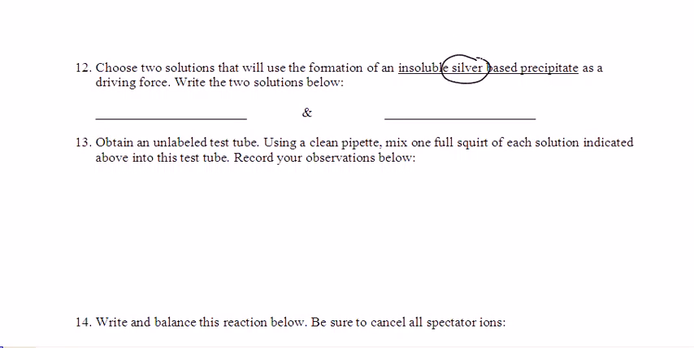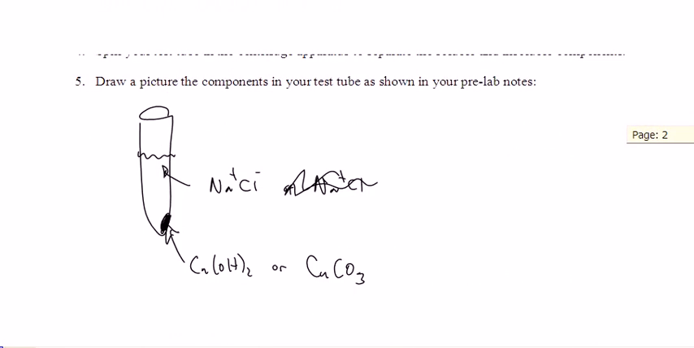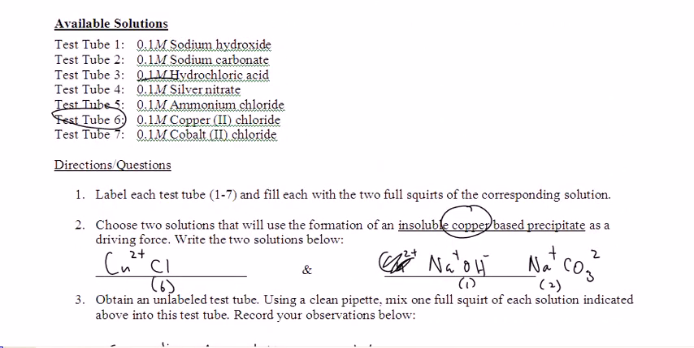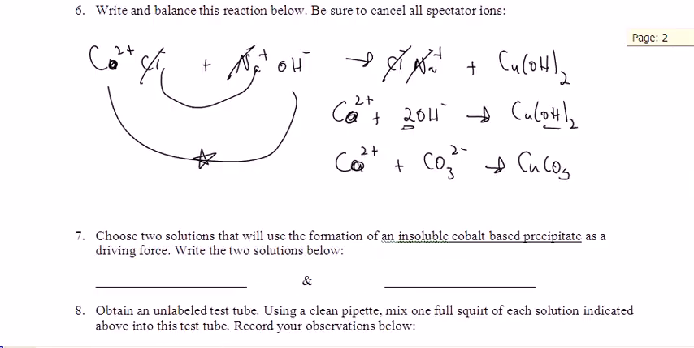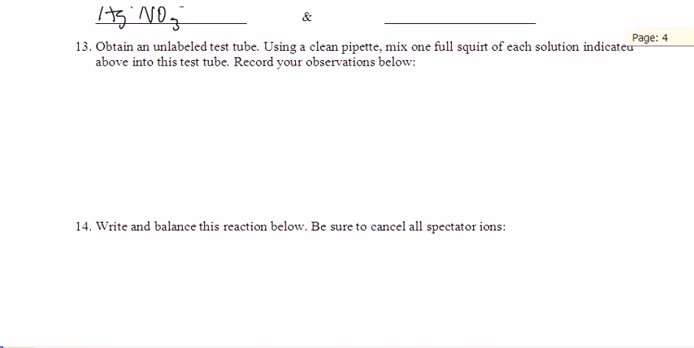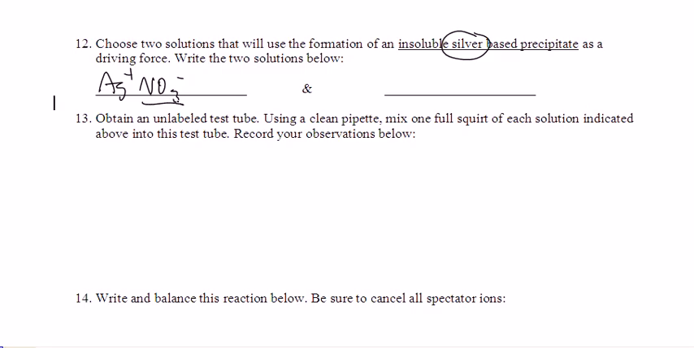Okay, an insoluble silver-based precipitate. Well, obviously we're going to have to use the silver nitrate, which I believe was in tube 4. So the silver nitrate is key, because that's the only one that really has silver in it. Remember, nitrates are always soluble, and you can react it with lots of different things. Why don't we just choose, in this case, the one with CO3 2-. It would also work with sodium chloride. It would also work with sodium hydroxide. So you really have three options. I'm going to show you this one. It tends to be the more difficult one to look at.